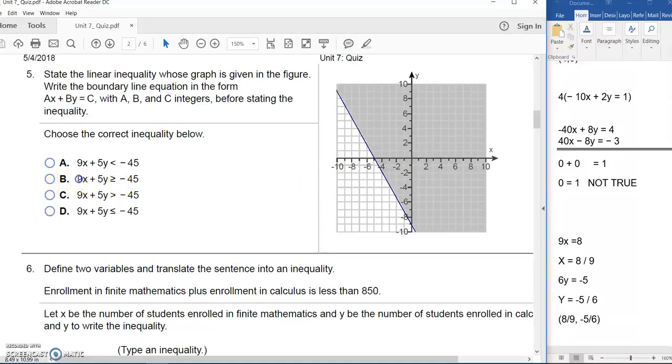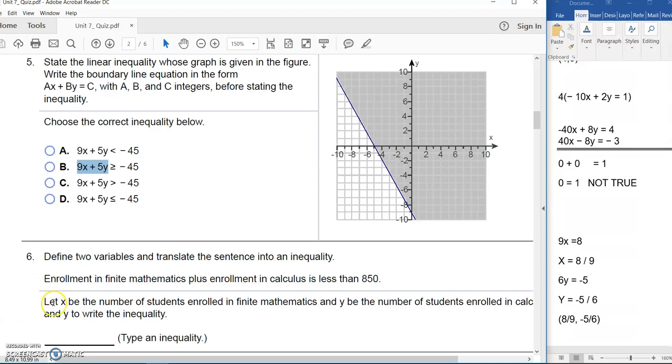So let's look at B. When you have 0, 0, this whole side becomes 0, and you get 0 is greater than or equal to negative 45. Is that correct? Yes, 0 is greater than any negative number. So B seems to be correct then. If you try D, you would get 0 less than negative 45, but that's not true. So the answer would be B.